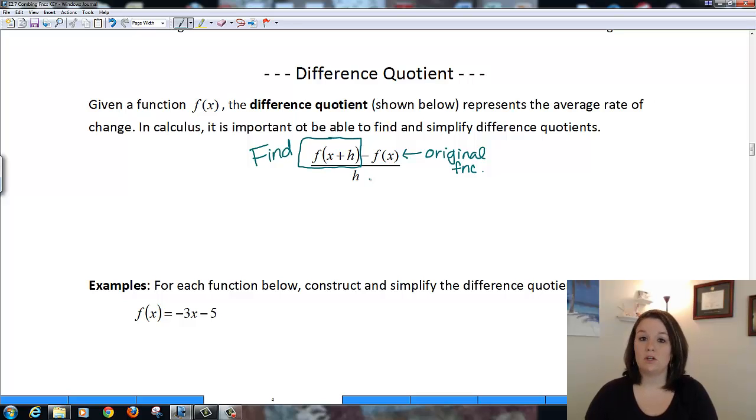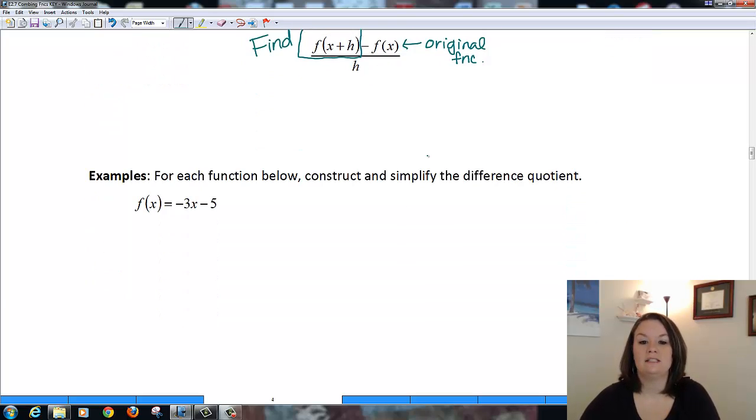Okay, you will have to know the difference quotient. So if I tell you find the difference quotient of this function, you'll have to know that the difference quotient is f of (x plus h) minus f of x, all over h. Okay, so let's go ahead and look at one. This one says find the difference quotient for the function below. Okay, we always simplify as much as we can.